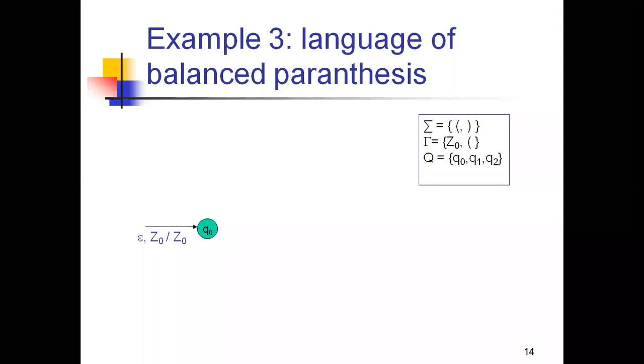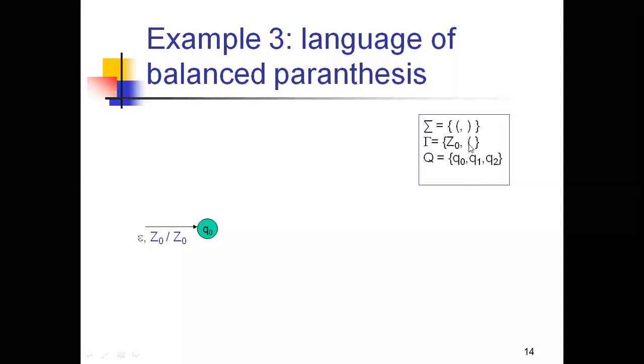And let's see example number 3, the language of balanced parentheses. I think you all know how to write balanced parentheses. If you open one parenthesis and close one, then it is balanced. If you open one and close two, then it comes under unbalanced parentheses. So now in example number 3, the input that I am taking is balanced parentheses.